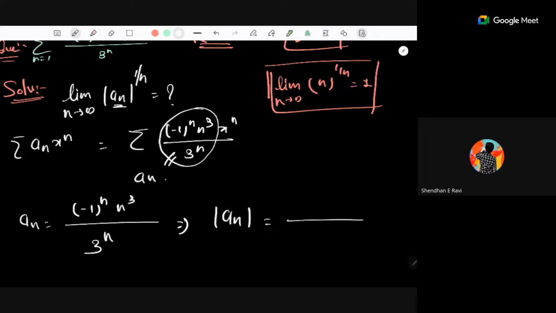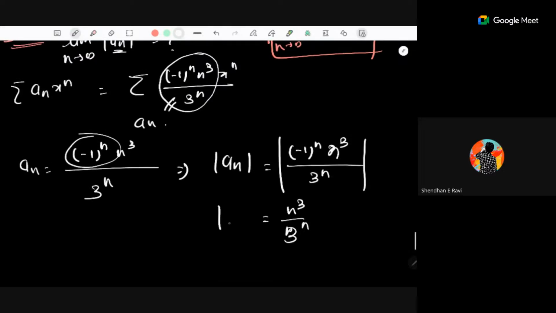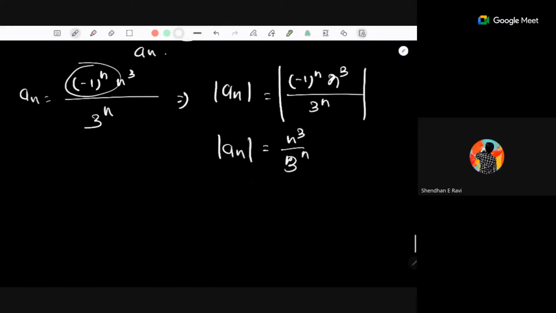So again, we need to compute the modulus of a n to the power 1 by n, not a n to the power 1 by n. Okay, so there is a little difference between a n and the modulus of a n. Whenever we take the modulus, terms which are giving us a negative quantity will vanish, right? So here the modulus of (minus 1) to the power n, n cube upon 3 to the power n will become only n cube upon 3 to the power n, right? Because (minus 1) to the power n will vanish because of the modulus. So that means here the modulus of a n is nothing but n cube upon 3 to the power n.